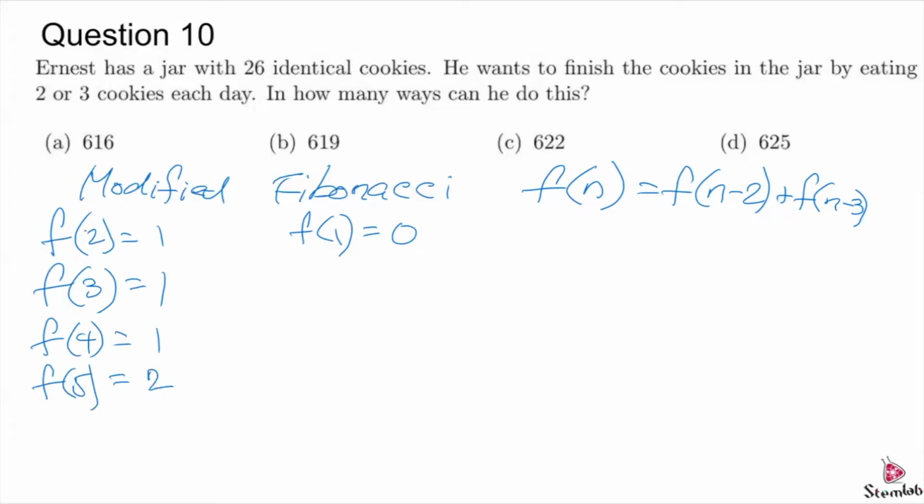So we can actually just keep adding using this identity, because if the last cookie we ate was 2, then we came from f of n minus 2.